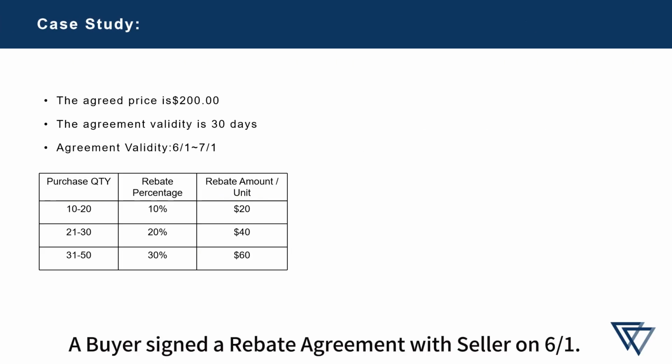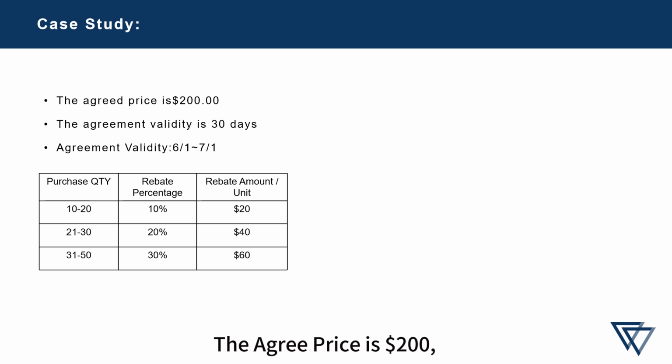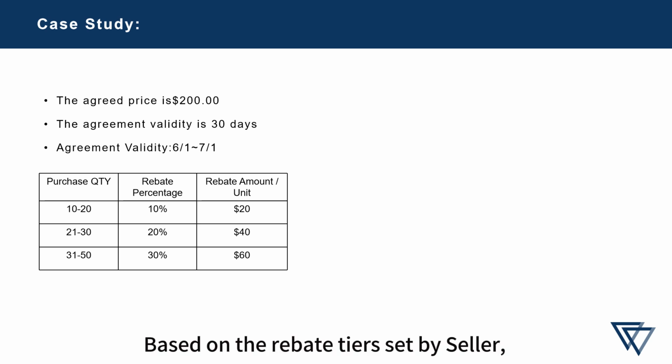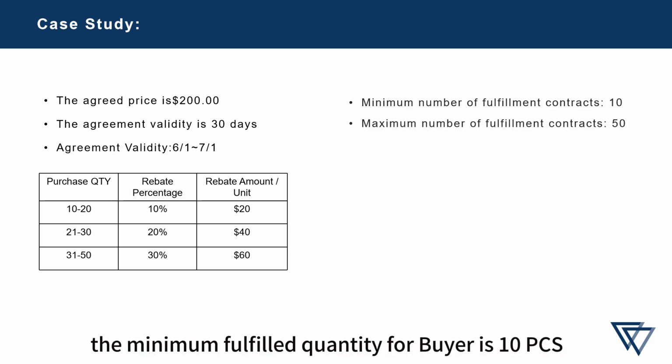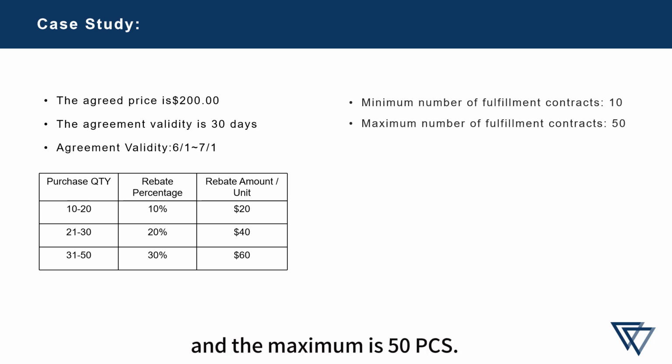Case study: a buyer signed a rebate agreement with the seller on June 1st. The agreed price is $200, and the agreement period is 30 days. Based on the rebate tiers set by the seller, the minimum fulfilled quantity for the buyer is 10 PCS and the maximum is 50 PCS. Scenario 1.